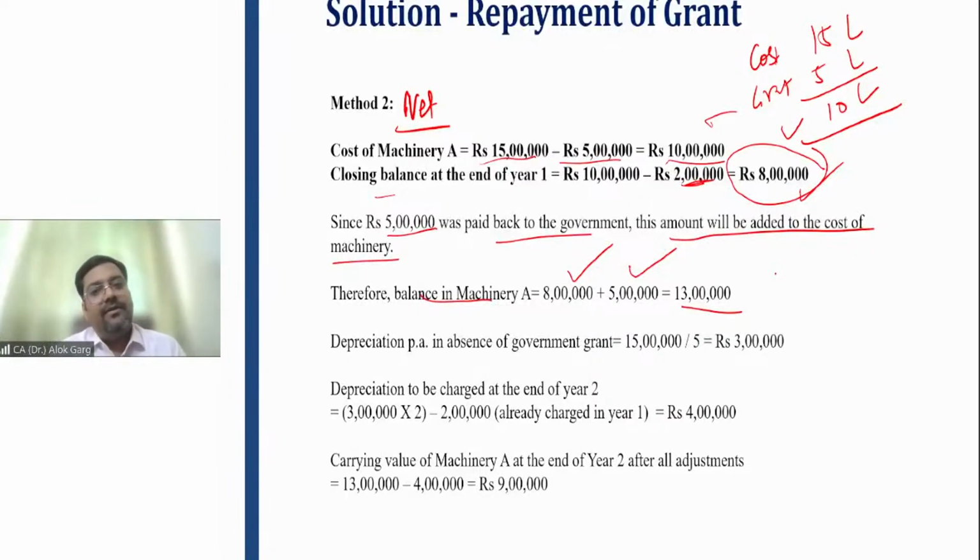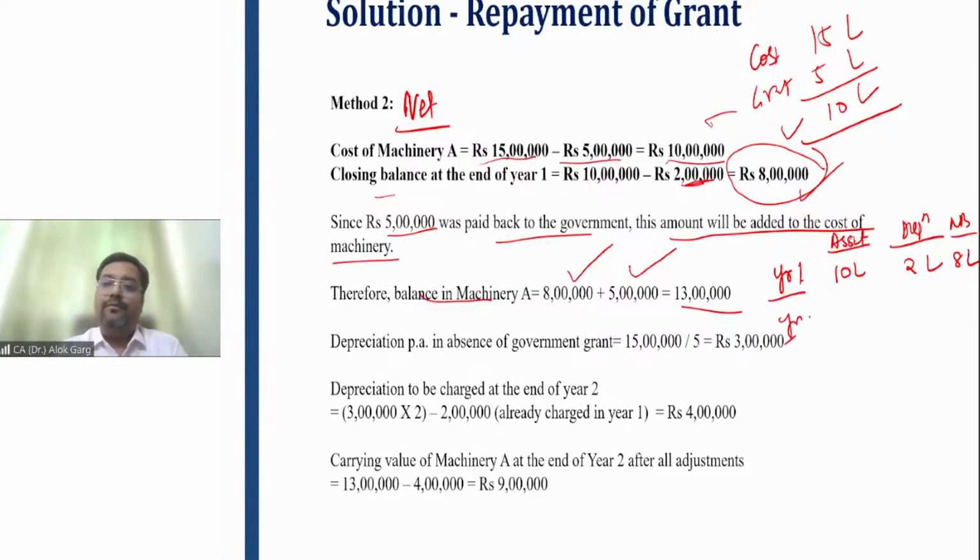Now friends, we have understood. So what happened in the year 1? In the year 1, the asset was shown at 10 lakh rupees. The depreciation was shown at 2 lakh rupees. The net block is 8 lakh rupees, right?